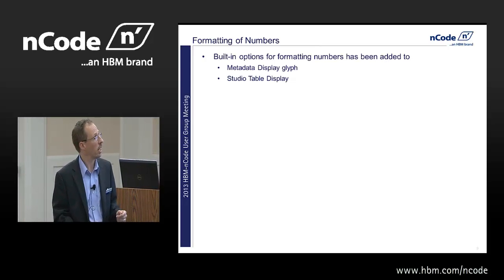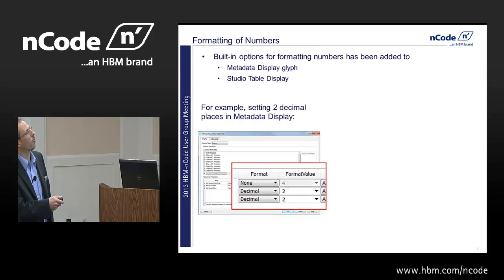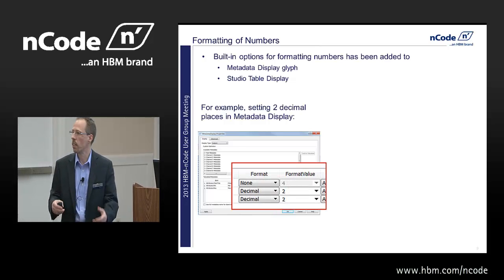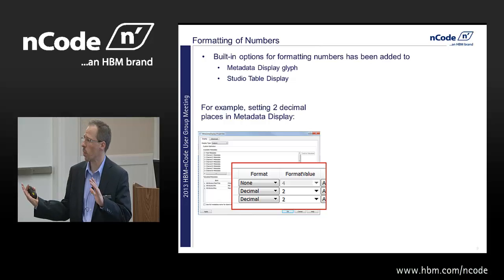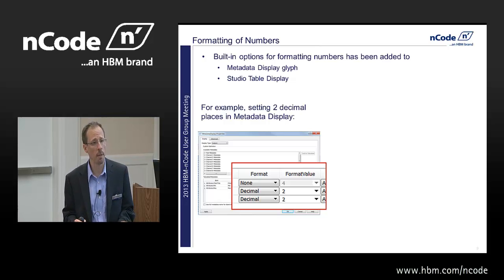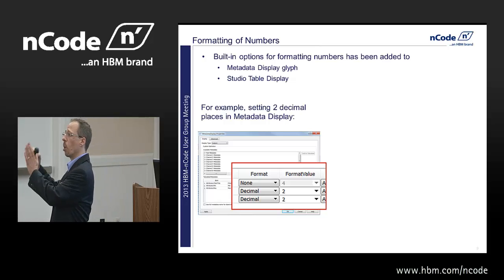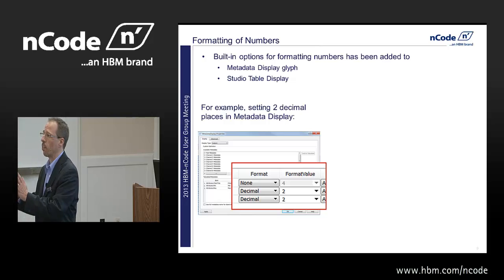So here's a thing that we have added in 9, which is the ability for built-in options for being able to format numbers better. There was some control in terms of number of significant figures shown in displays, but this enables you now to control it in both the metadata display, so it's inside the glyph, and also in your Studio report, the Studio table display. On a per column basis, you can control exactly the resolution, the formatting of all your number columns.